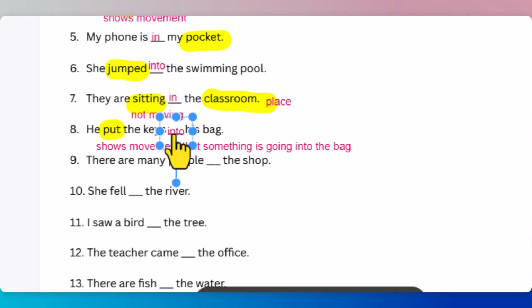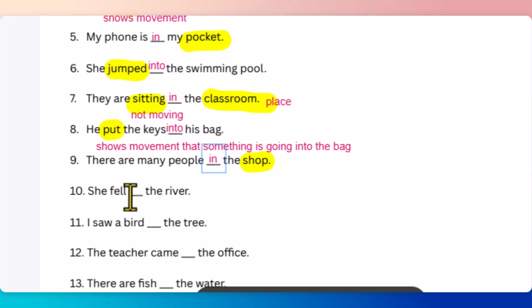Let us go to number 9. Number 9 says, there are many people in the shop. Let us look at shop. What does it tell us? It tells us that it is a place, a location. Now in this sentence, do we see anything that has to do with movement? Are the people moving, going into the shop? No, the people are already inside the shop. So we are going to use in. The correct answer is in the shop.